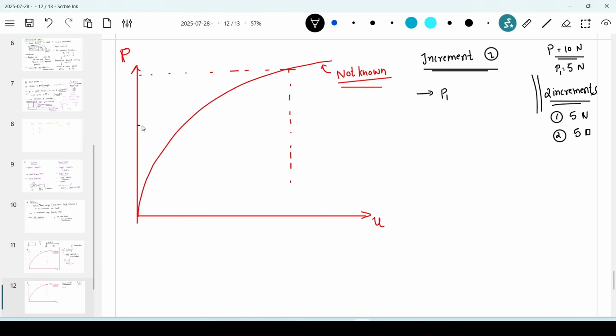So this is my 5 Newton, that is P1. I have P1 known, the load increment at increment 1. What else is known? Any guess? Stress? Stress is not known, right? K is known. Thickness.